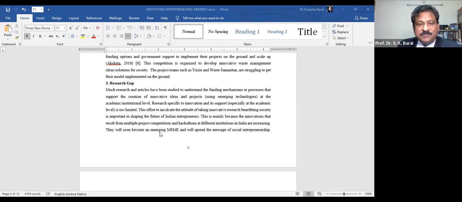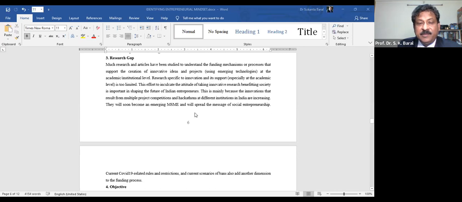This report inculcates the attitude of taking up innovative research befitting society, which is important in shaping the future Indian entrepreneurs. This is the gap I found.